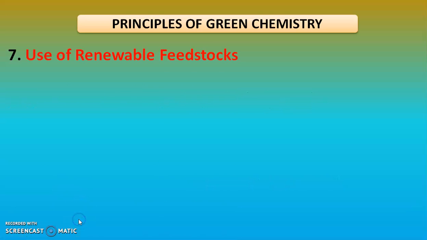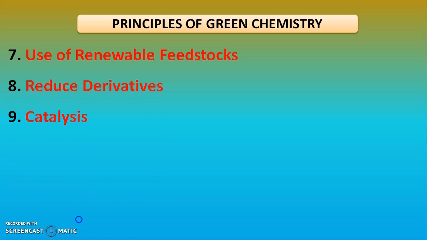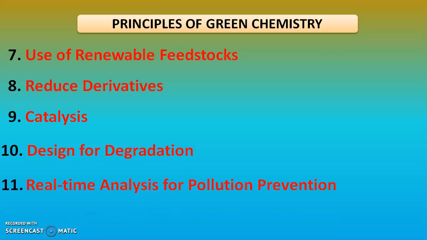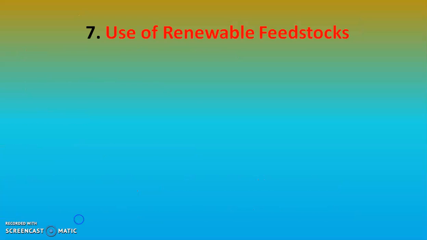First is the use of renewable feedstocks. Next is reduced derivatives, catalysis, design for degradation, real-time analysis for pollution prevention, and the last one is inherently safer chemistry for accident prevention. So we will see them one by one.